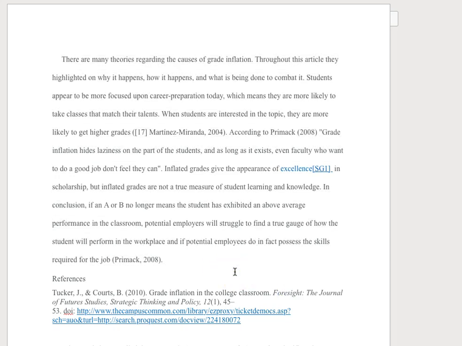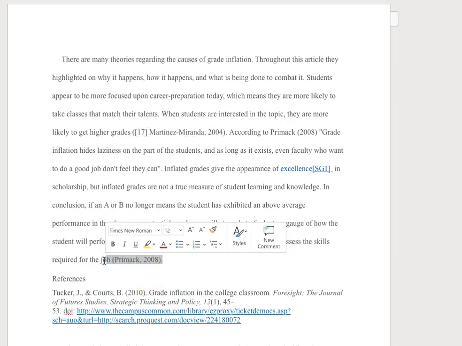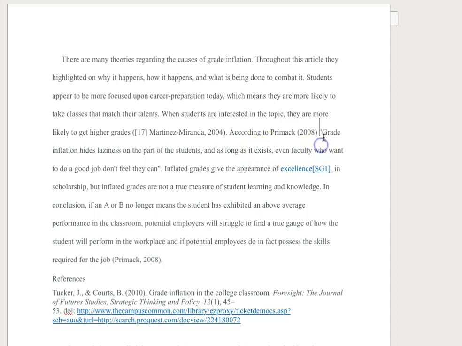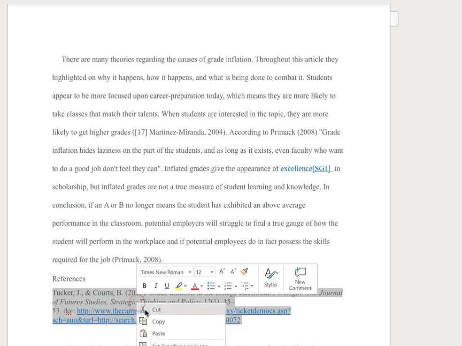The next thing I want to look at is what you have. You have something up here that says Miranda and Martinez. We have something here that says Primac 2008. I'm not sure where these are coming from. When you have anything like this, it refers to the references. The only reference you have here is going to be just the article itself.